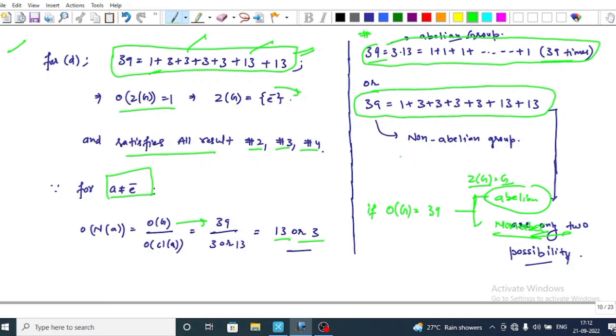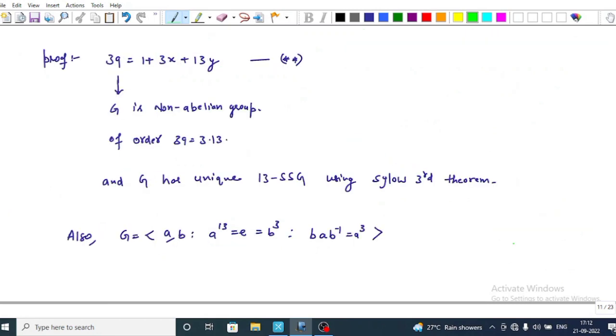I also have a proof for this. As we know, 39 can be represented in the form P into Q, where P is less than Q. 39 is equal to 3 into 13, where 3 is less than 13, that is, 1 plus Px plus Qy, where 3 repeats x times and 13 repeats y times.